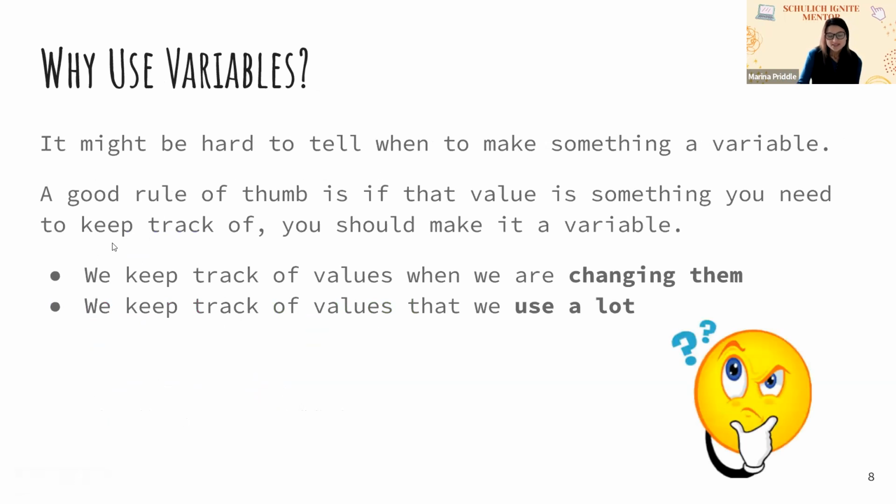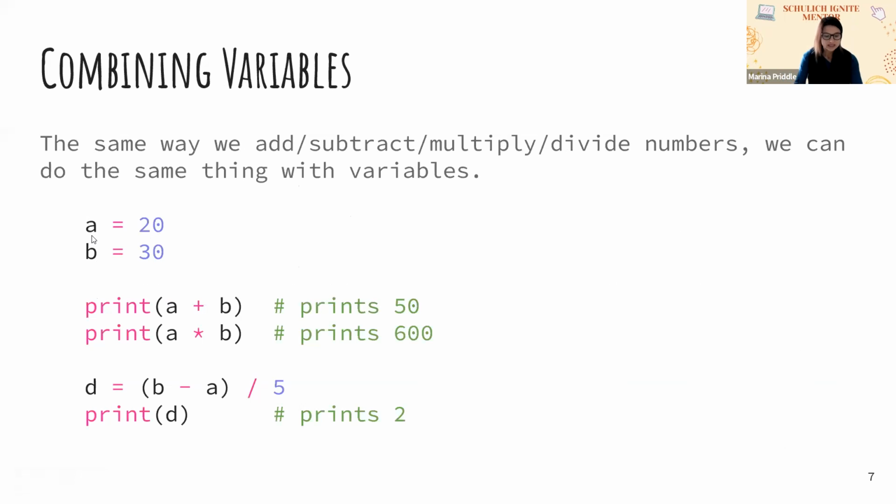Now, why use variables? It might be hard sometimes to tell when you need to make a variable, but a good rule of thumb is that when you need to keep track of something, you probably should make it a variable. Just like in the previous slide, you can see that a and b and d, d is dependent on a and b. So d will be changing as a and b are changing.